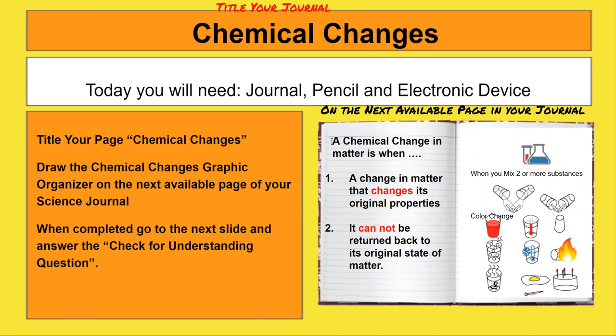Okay, the definition of a chemical change in matter is a change in matter that changes its original properties. In other words, it is changed into something completely different. Also, it cannot be returned back to its original state of matter.